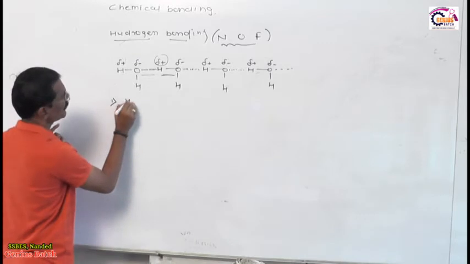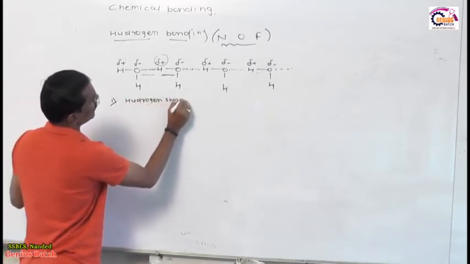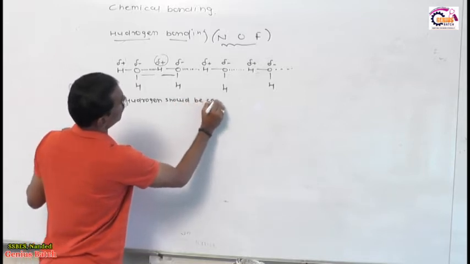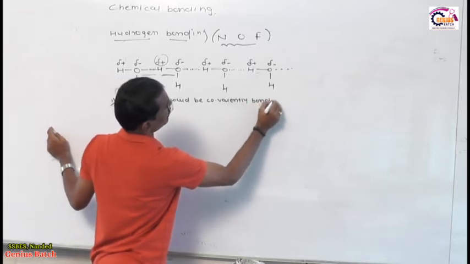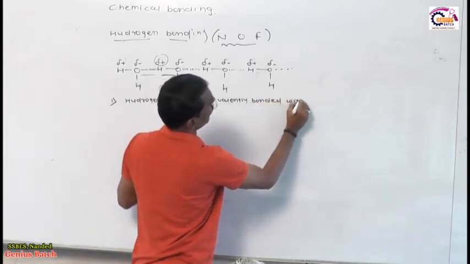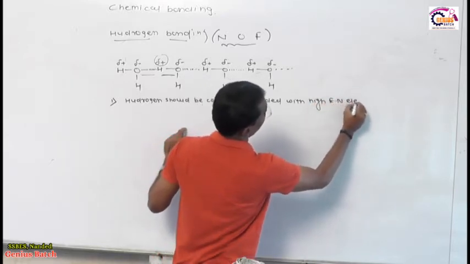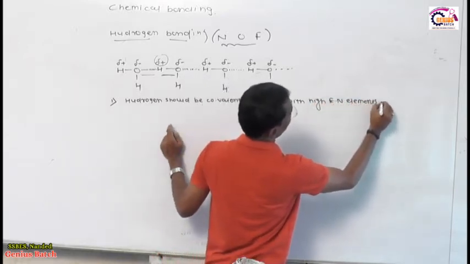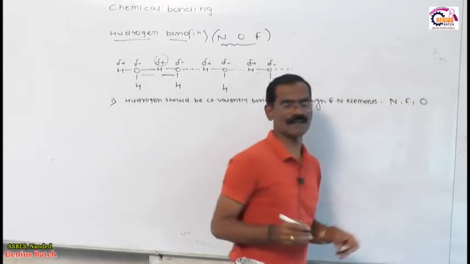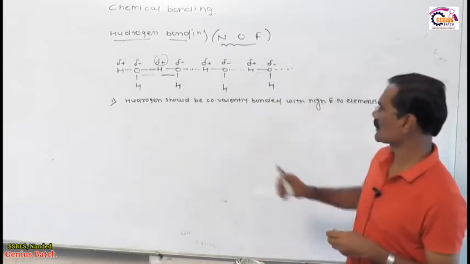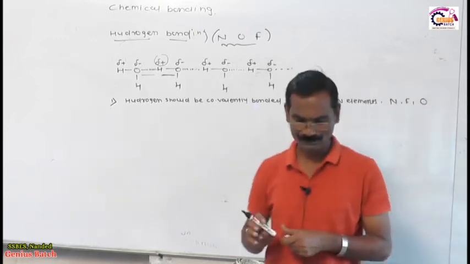Listen very carefully, hydrogen should be covalently bonded with a highly electronegative element, and which is that highly electronegative element? Nitrogen, fluorine and oxygen. These are the three elements with which hydrogen shows hydrogen bonding. Hydrogen, if attached to nitrogen, fluorine, or oxygen, forms hydrogen bonding.